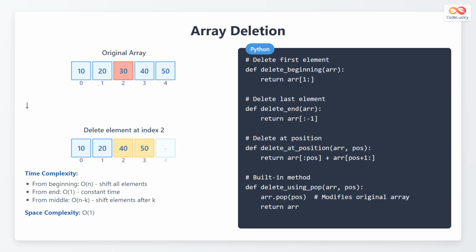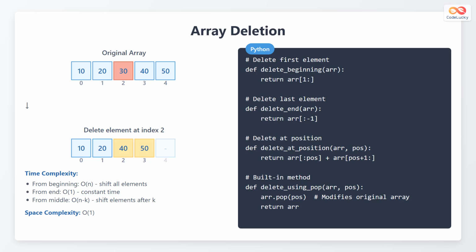To delete at a specific position we can define a function delete_at_position(array, position): return array[:position] + array[position+1:]. We can also use the built-in method pop: def delete_using_pop(array, position): array.pop(position); return array.